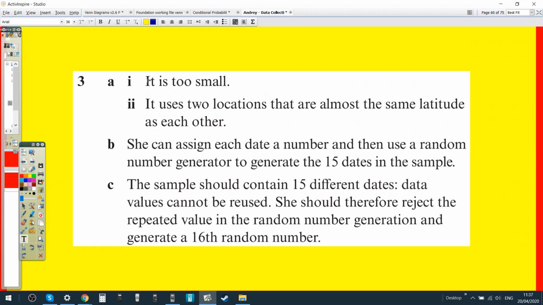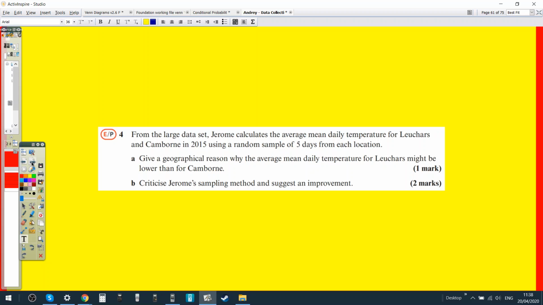Let's take a look. Okay, so 3A, our sample size was too small. It uses two locations that are almost the same latitude as each other. Yes, so they're not far enough apart. She can assign each date a number and then use a random number generator to generate 15 dates in the sample. The sample should contain 15 different dates. Data values cannot be reused. She should therefore reject the repeated value in the random number generation and generate a 16th. Okay, so it's like what you're saying. That's not too bad. I thought it might be more. Any questions there? No. Okay, good stuff.